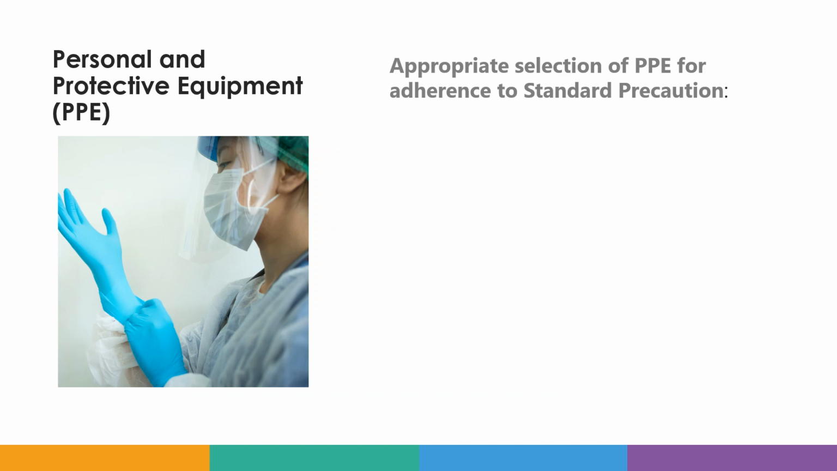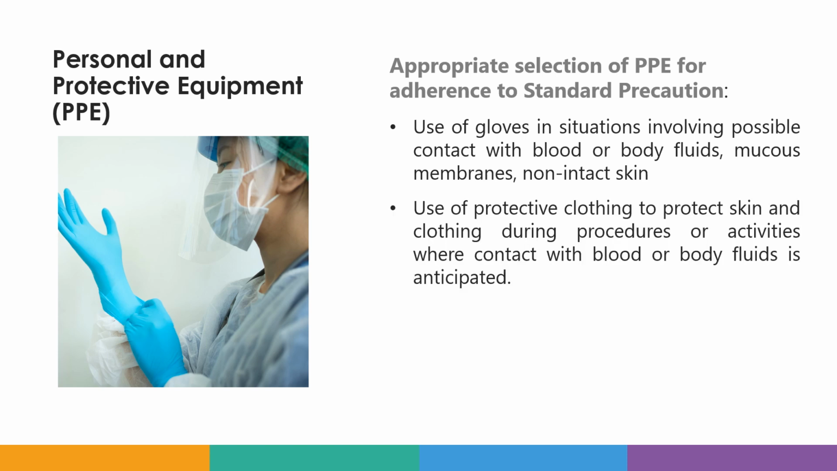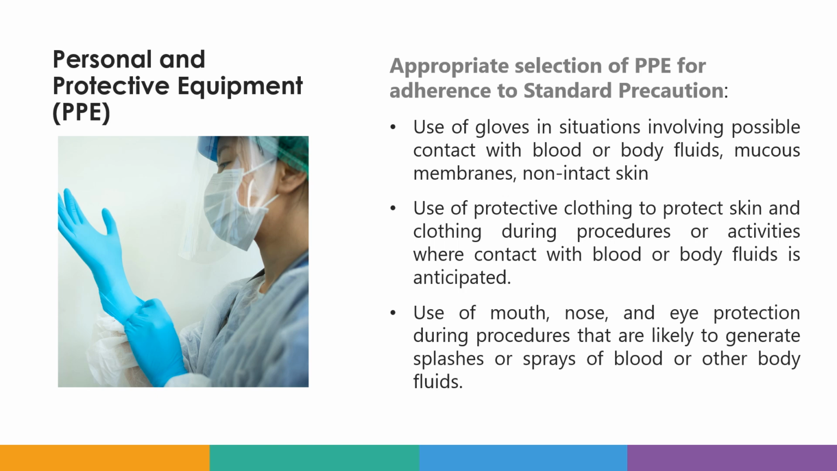The appropriate selection of PPE for adherence to standard precautions involves the use of gloves in situations involving possible contact with blood or body fluids, mucous membranes, or non-intact skin. The use of protective clothing to protect skin and clothing during procedures or activities where contact with blood or body fluids is anticipated. And the use of mouth, nose, and eye protection during procedures that are likely to generate splashes or sprays of blood or other body fluids.